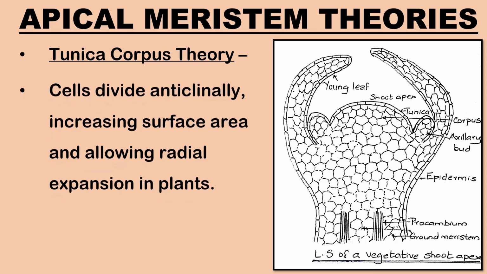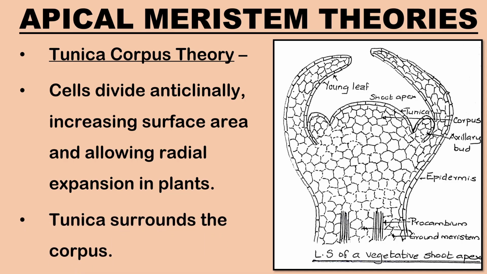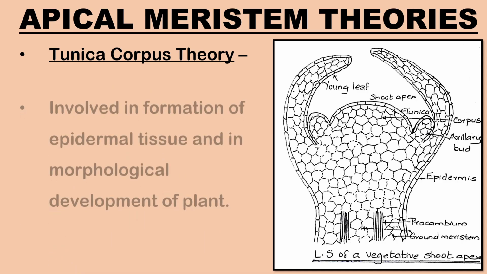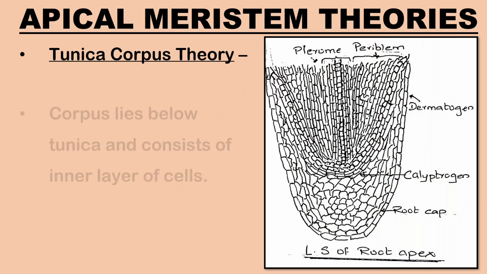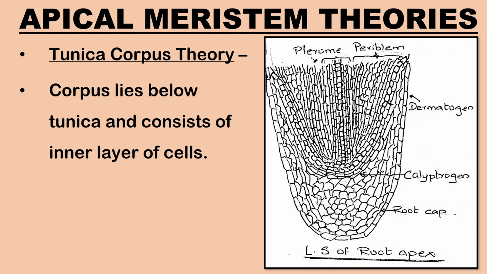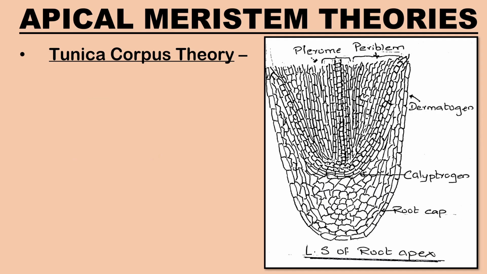These cells divide anticlinally, increasing the surface area and allowing radial expansion of the plant parts. Tunica surrounds the corpus. It is involved in the formation of epidermal tissue and plays a vital role in the morphological development of the plant. Corpus lies below the tunica and consists of inner layers of cells.